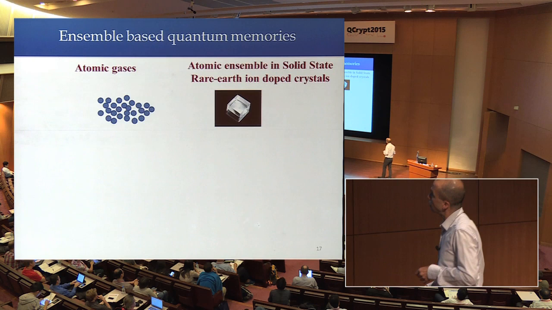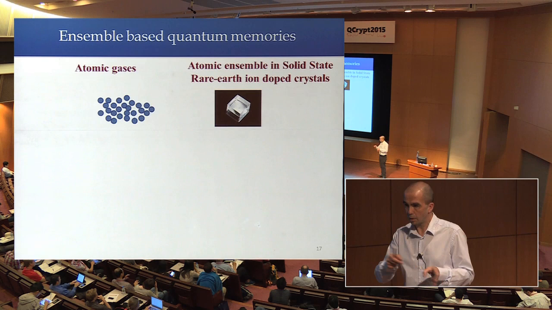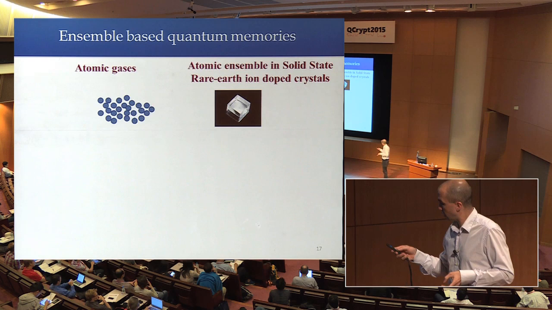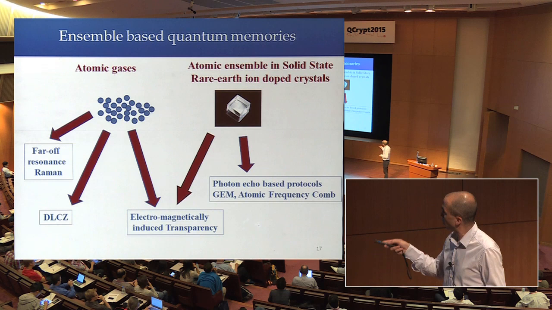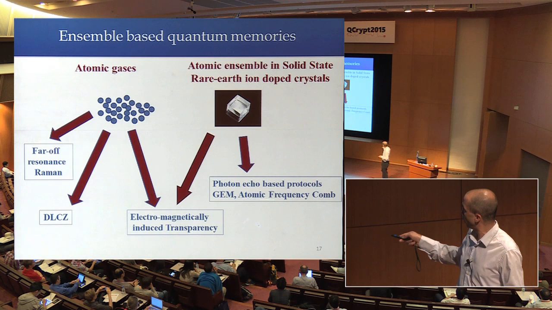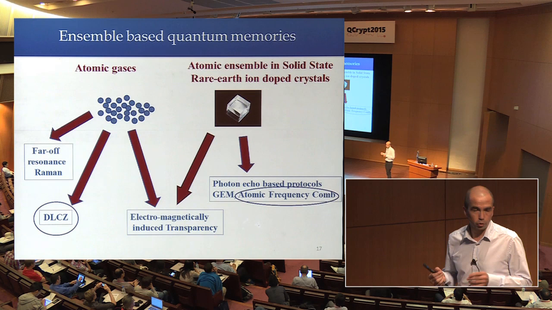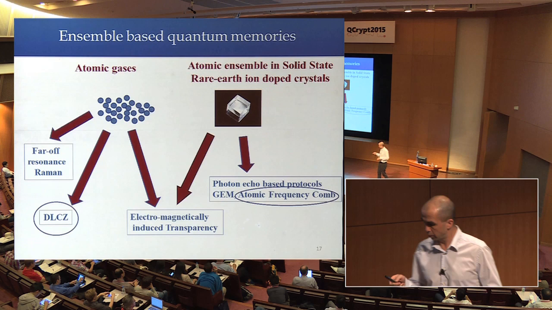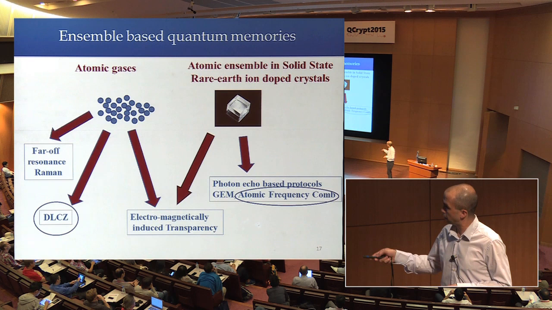So now we have the physical medium. Now we can see how we can really store light inside this system. There are many protocols that have been proposed. I will not go through all of these: Raman protocols called DLCZ protocol, EIT, photon-echo-based protocols, gradient echo memory, atomic frequency comb. In this talk I will concentrate on two protocols that are particularly important for quantum repeater applications. The first one is the so-called DLCZ, which I will come back to in a minute, and the second one is the atomic frequency comb.